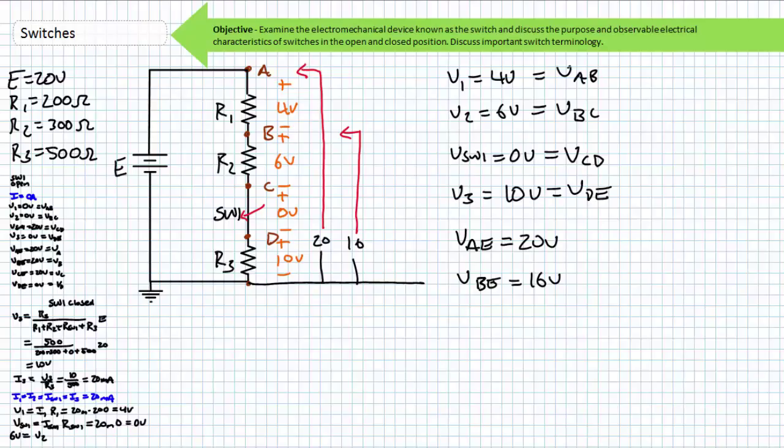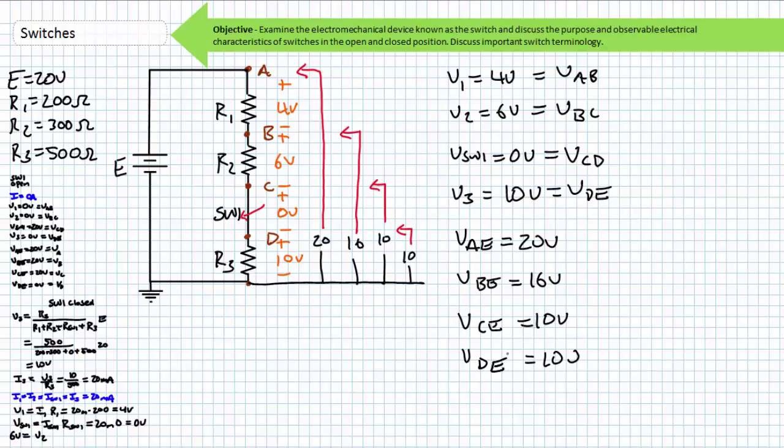Given R2 drops 6 volts from B to C, this means node C is only 16 minus 6, or 10 volts higher than node E. Therefore, VCE equals 10 volts. Since there's no voltage drop across the closed 0 ohm switch from C to D, D can also be considered 10 volts higher than our agreed upon reference at E.